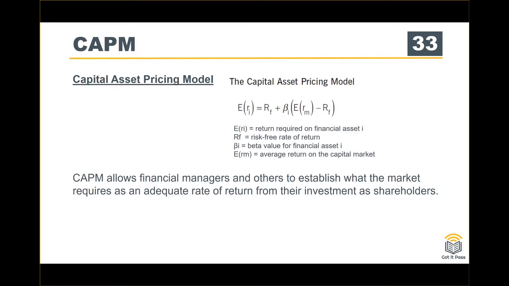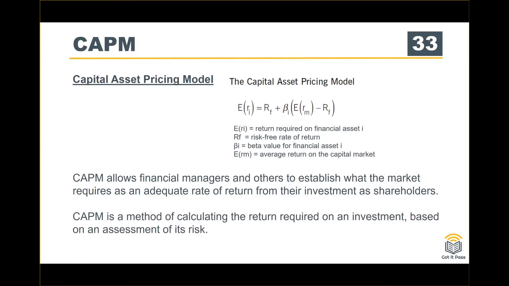We'll move on. The capital asset pricing model allows financial managers and others to establish what the market requires as an adequate return from the investment of shareholders. It is a method of calculating the return required for an investment based on the assessment of risk. So here are some keywords. We just mentioned the market risk premium, and the beta is the systematic risk of financial asset i.